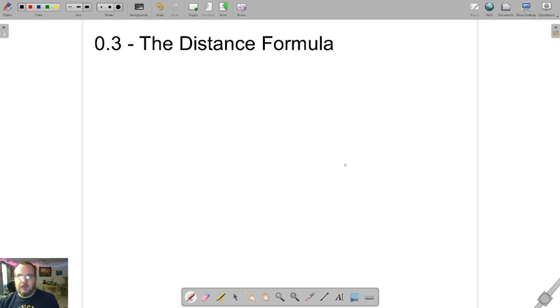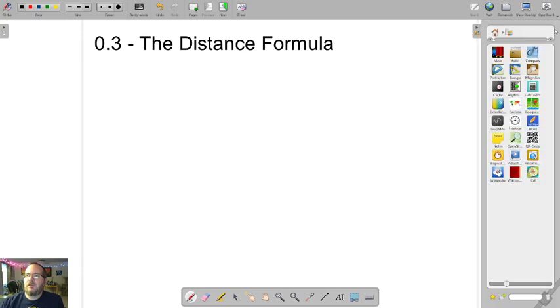Alright, welcome back. Today we're going to be talking about Unit 0, Lesson 3, which is the distance formula. The distance formula is used to find the distance between 2 points on a coordinate plane. So if we were looking at a coordinate plane here, and this might take me a second to get a coordinate plane up.